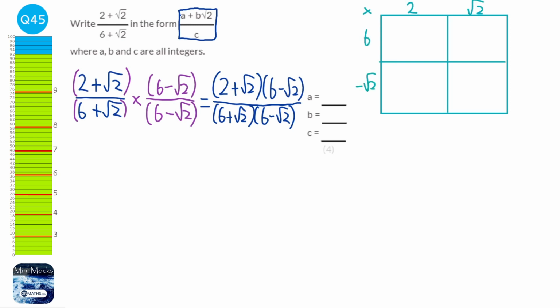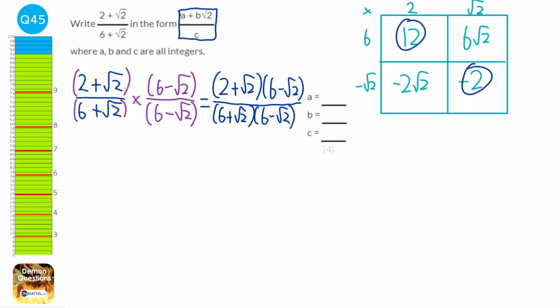So 6 times 2 is going to be 12, and that's going to be 6 root 2 minus 2 root 2, and then minus and a positive is a negative, and then root 2 times root 2 is just going to be 2. And so when we add these two together, we're going to get 10. When we add these two together, we're going to get plus 4 root 2.